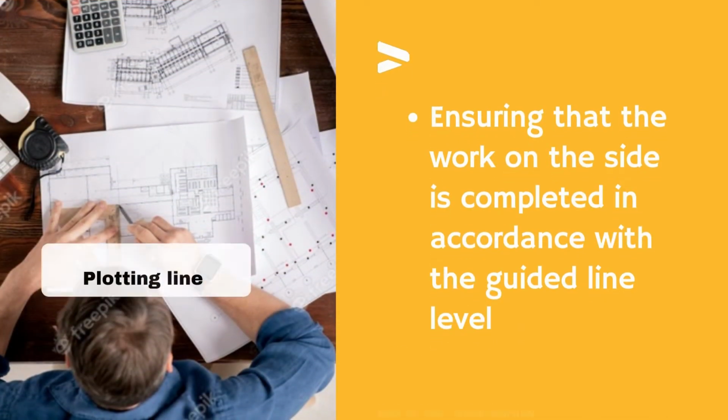Plotting line. The civil engineer is also responsible for ensuring that the work on the site is completed in accordance with the guided line level. If your colleague makes a mistake, it will be quite costly to restore the concrete and the structure. Checking the line level is crucial in this case.